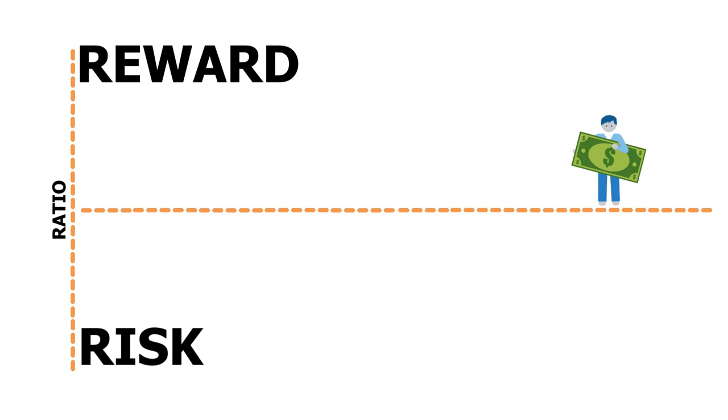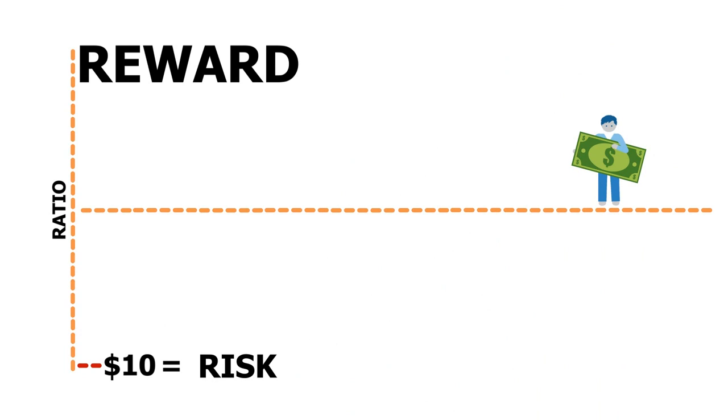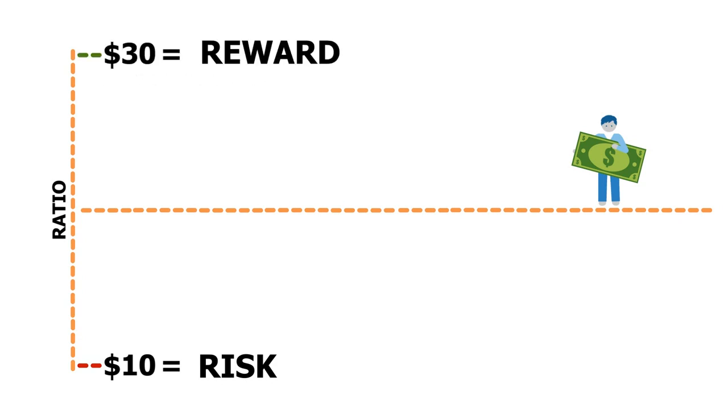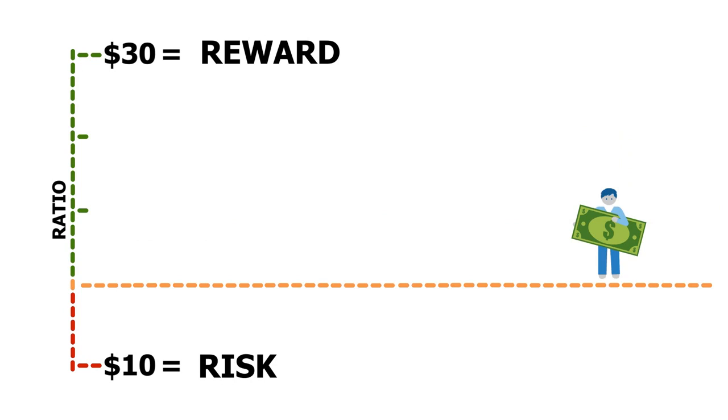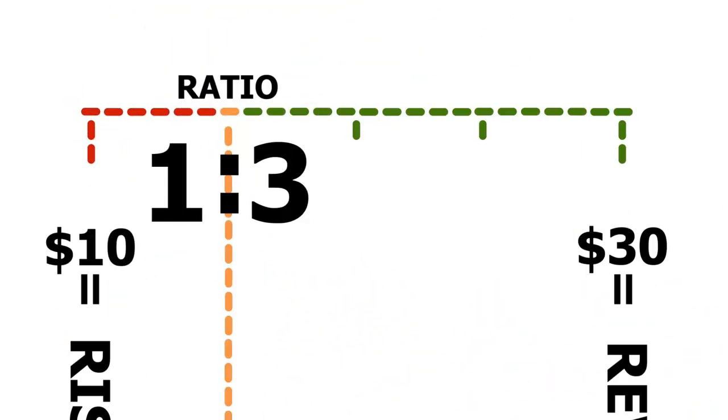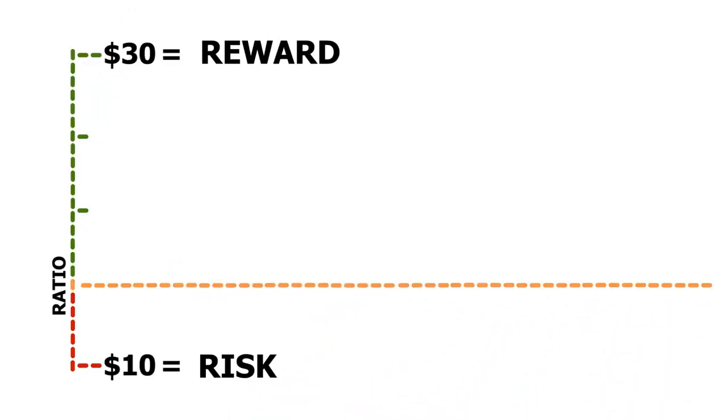So, if we risk $10, then this is the amount of money we are prepared to lose. If the trade does not work out, we know exactly how much money we are risking and will not lose more than $10. If we are looking to gain $30, then this is the reward we are seeking. The risk to reward ratio is then 1 to 3, because we are risking $10 to gain $30. So when trading, you need to have a clear risk to reward ratio in mind.